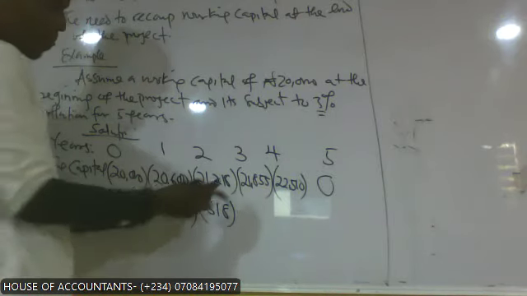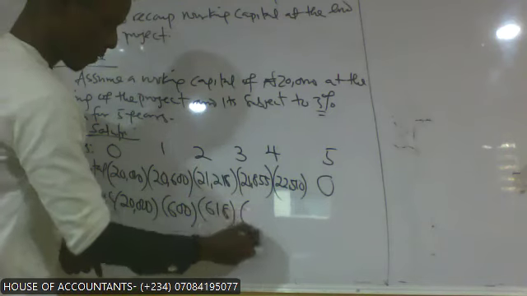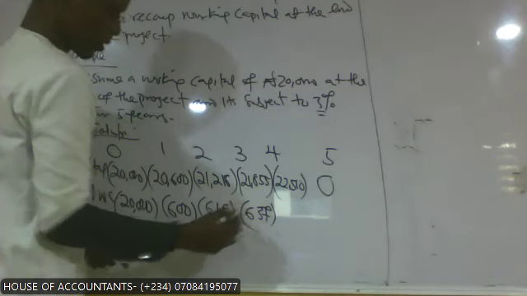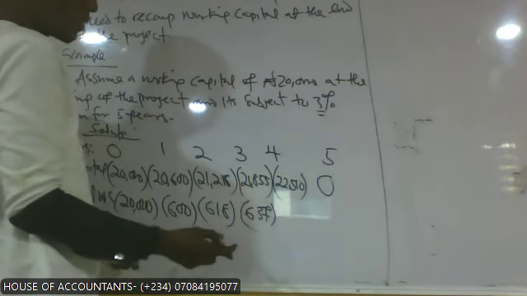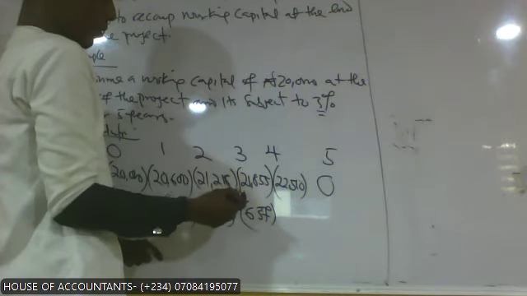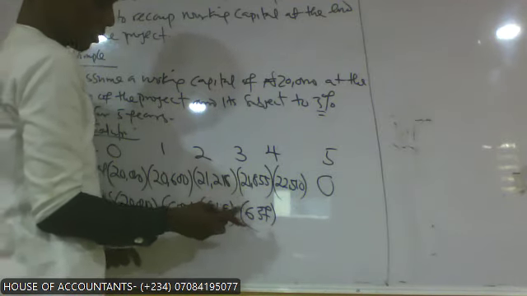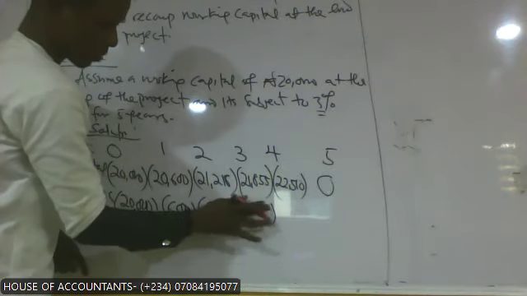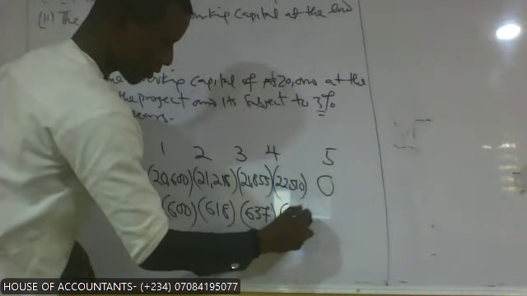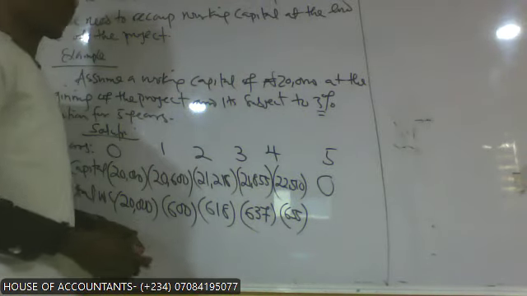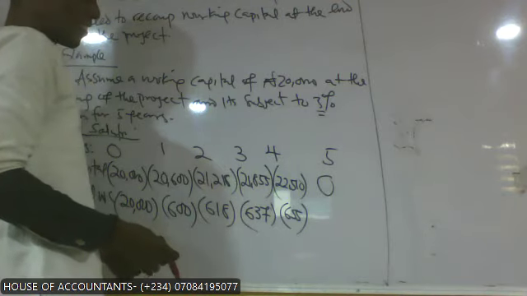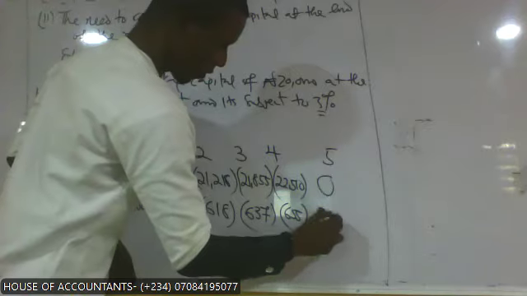618. What is the difference? 637. What is the difference? 655. The difference between this and this is what? 22.